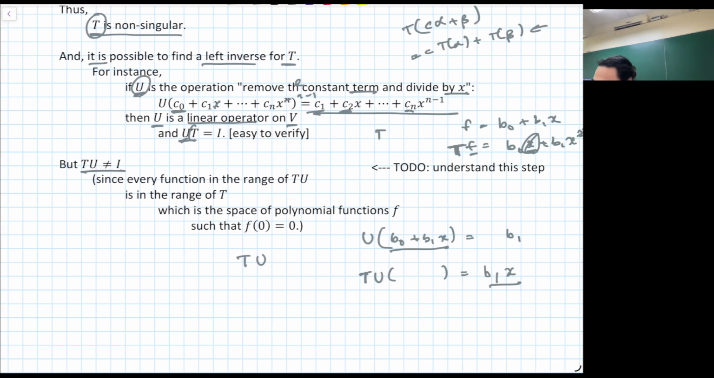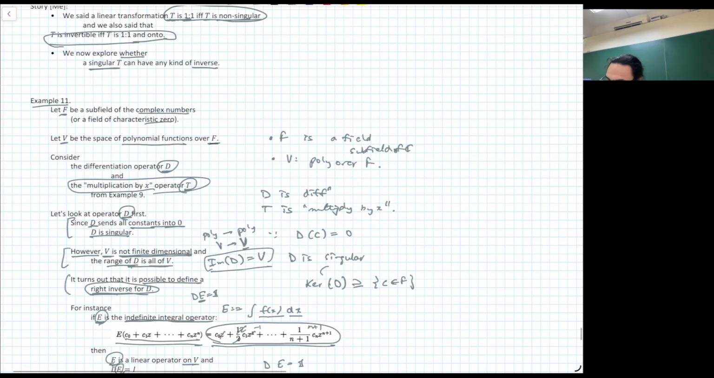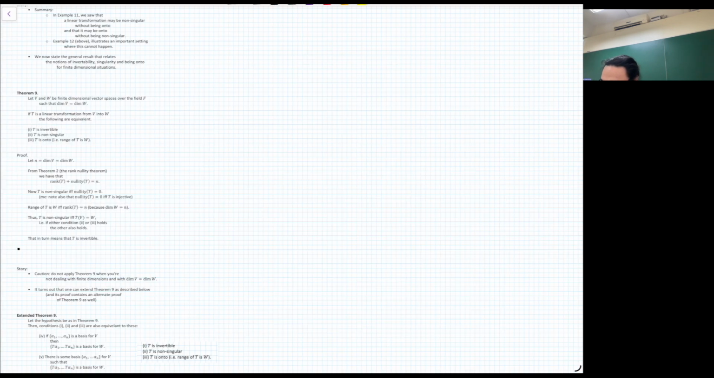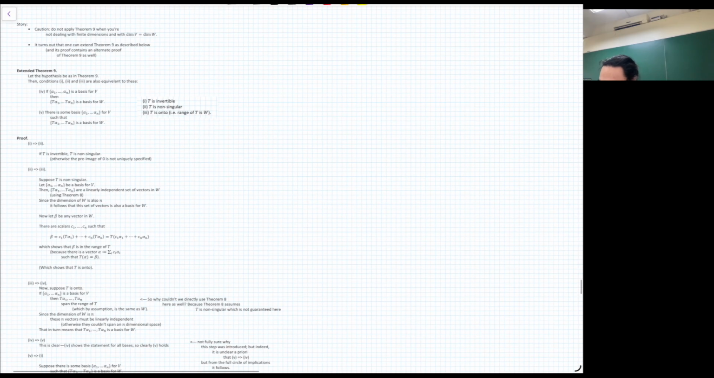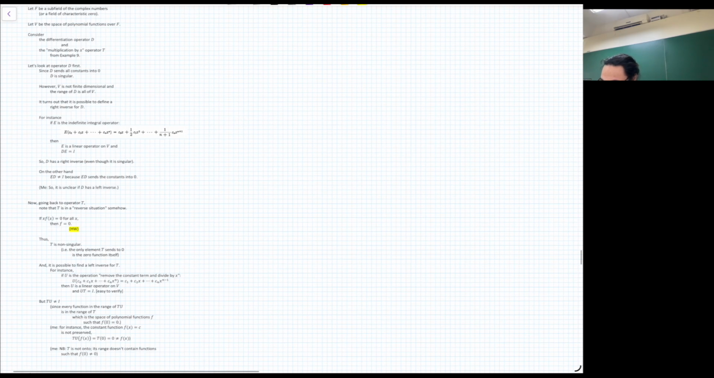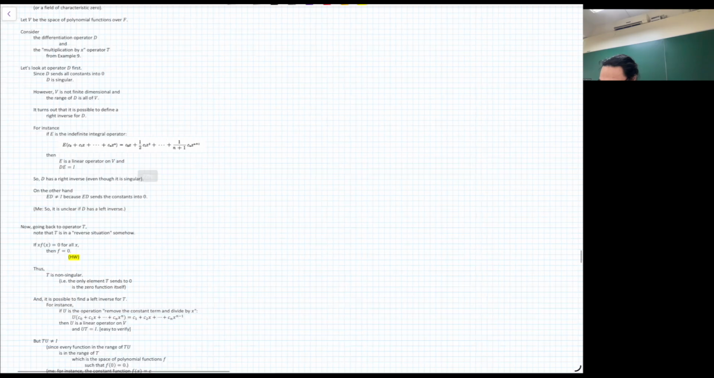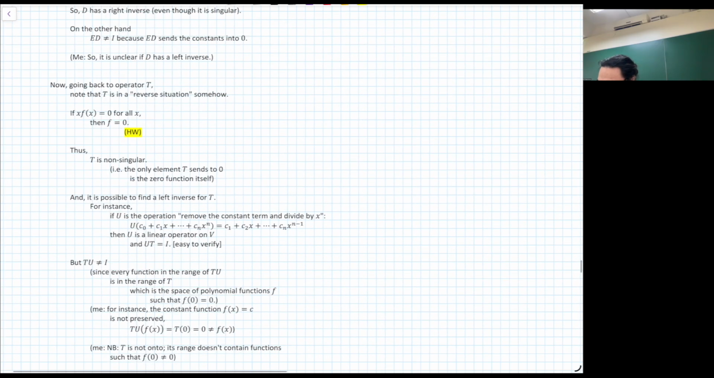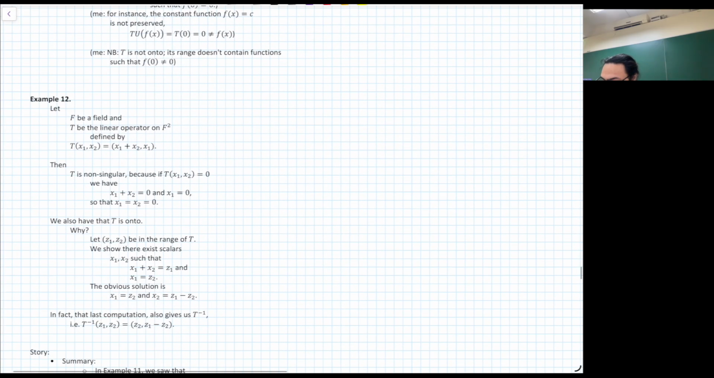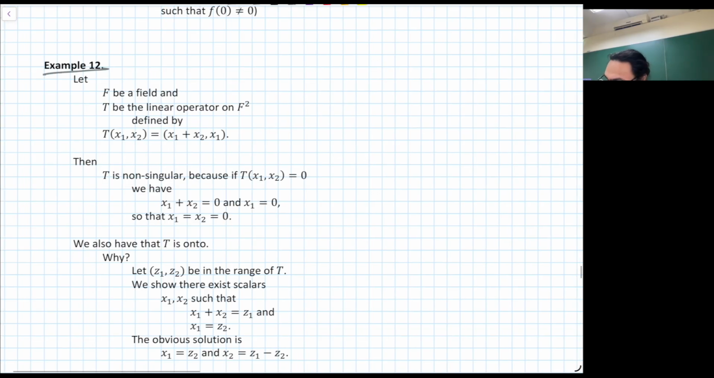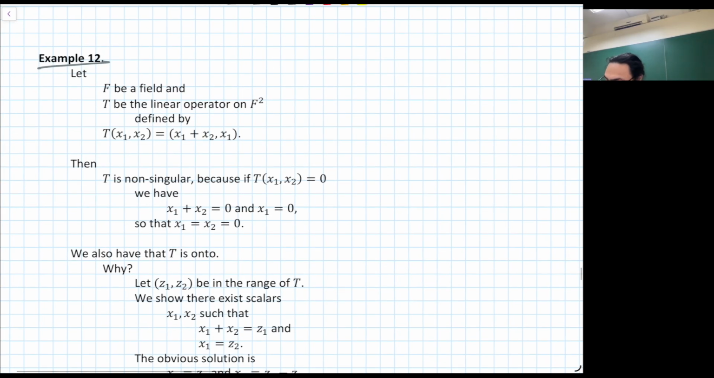Alrighty. So let's see what was the number of this example? Example 11. So now we're going to continue from example 11. Okay. So now let's look at another example. Example 12 says the following. Let F be a field, and let T be a linear operator on F2 defined by T(x1, x2) = (x1 plus x2, x1). That's just the definition.